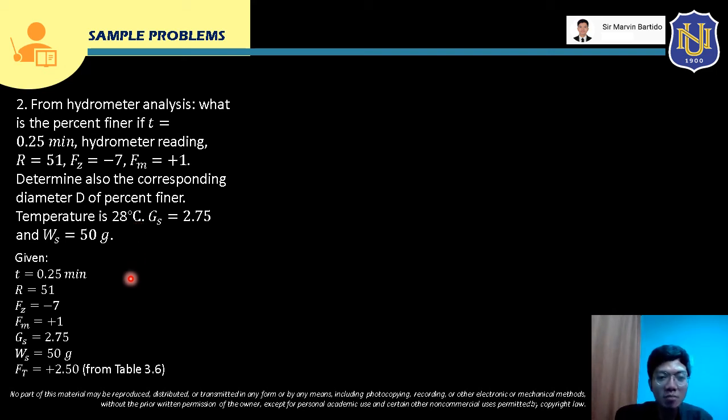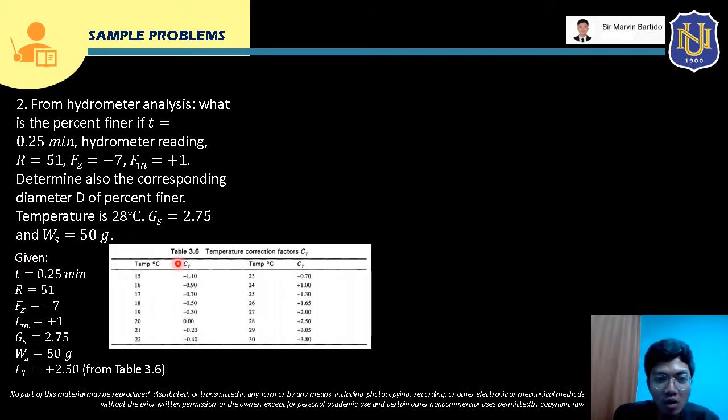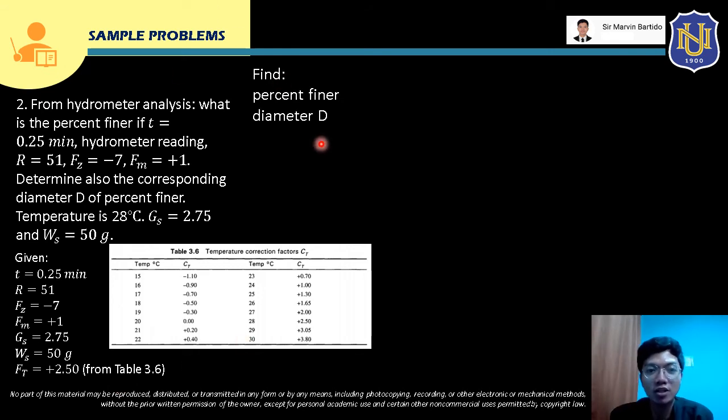So, class, if the temperature is 28 degrees Celsius, so from table 3.6, okay, so class, if our temperature is 28, so the correction here will be +2.5. Ito. Okay, that's why our correction for temperature here is +2.5. Now, yung mga hinanap natin class ay percent finer and the diameter. No? So, this diameter and the corresponding percent finer. Yan yung hinahanap natin class.